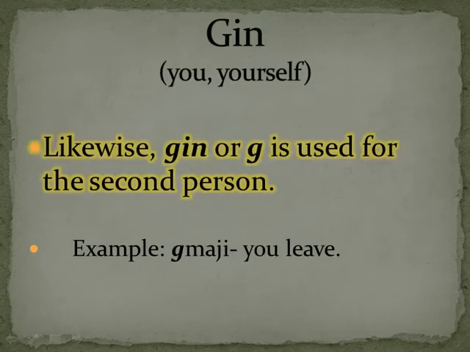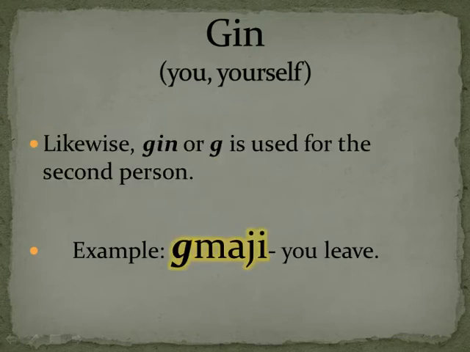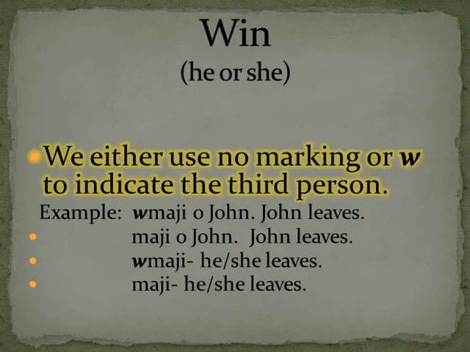Geen is you. Geen, or the G, is used for the second person. For example, gamaji, you leave. So geen, or the G, is you.